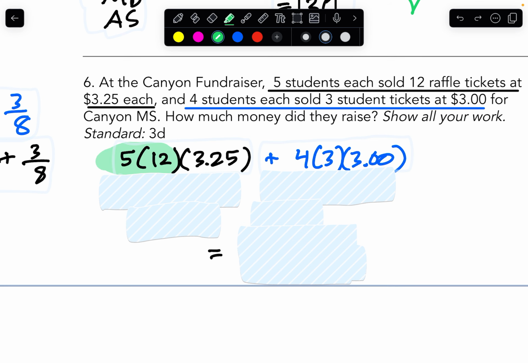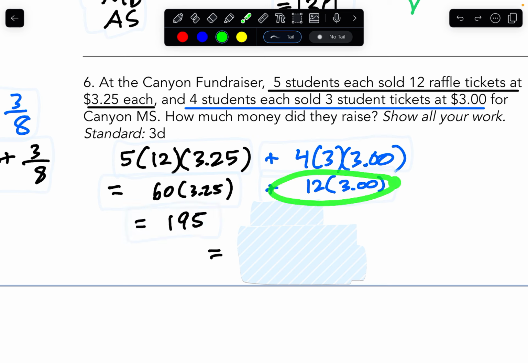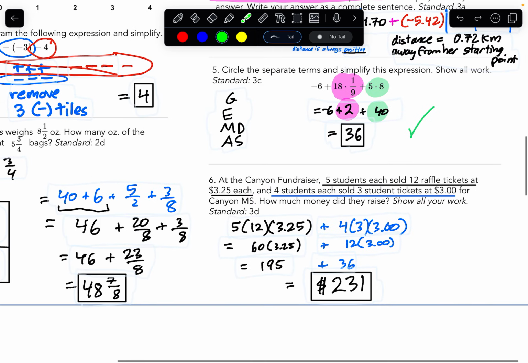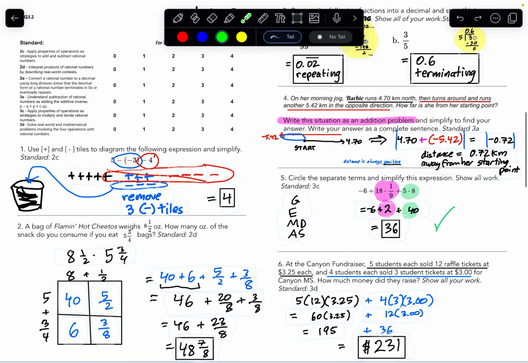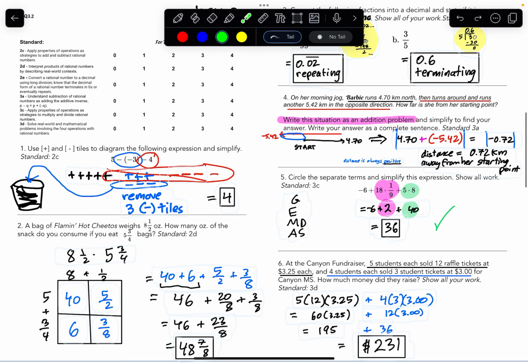What's 12 times 5? 12 times 5 is 60. What's 4 times 3? 4 times 3 is 12. Now, if we multiply by the ticket prices, we're going to get our answer. 60 times 3.25 was 195. 12 times 3, that's a good one to do in your head. 12 times $3 was 36. And adding them correctly, we get $231.